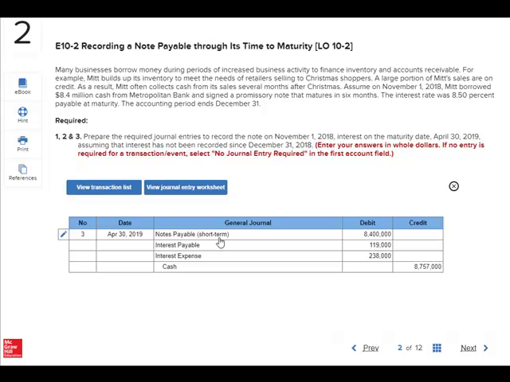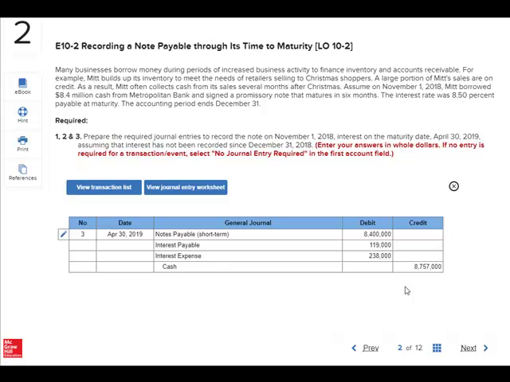Your debit to notes payable will still be for the original amount borrowed. And then you're going to go ahead and throw in the interest accounts into this entry. You'll debit interest payable for the amount you recognized in your adjusting entry. You'll debit interest expense for the 4 additional months of interest expense recognized in 2019.